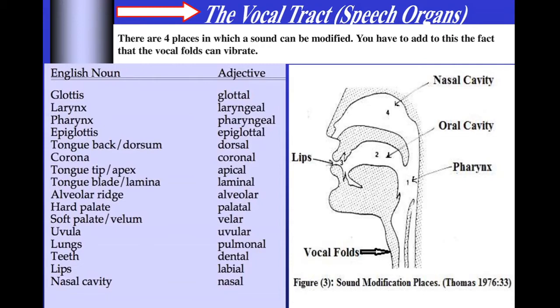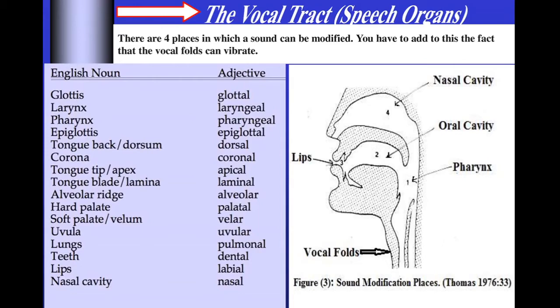For example, the lips can produce p, b. In the oral cavity, we produce oral sounds. In the nasal cavity, we produce nasal sounds. In the pharynx, we have different pharyngeal sounds that are not found in English, but we can find them in Arabic. These sounds are produced in the pharynx.